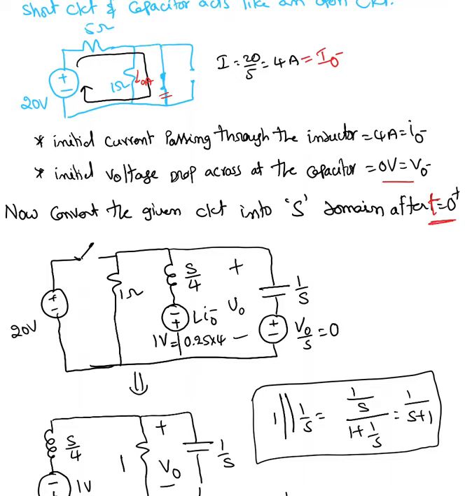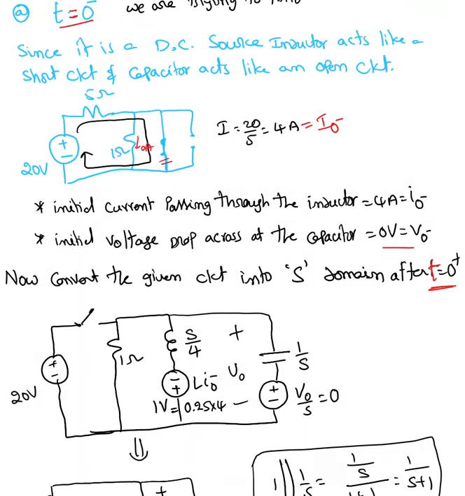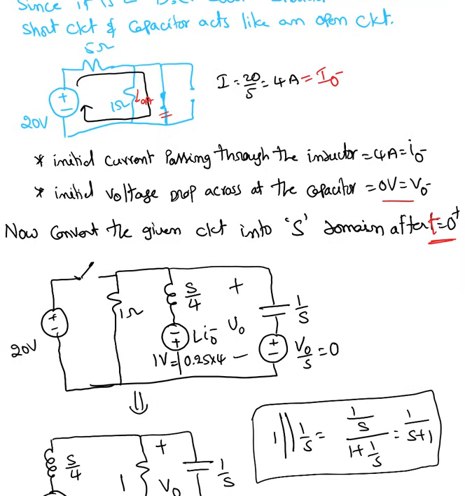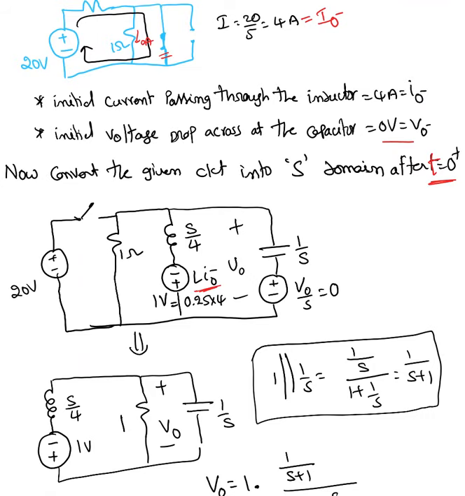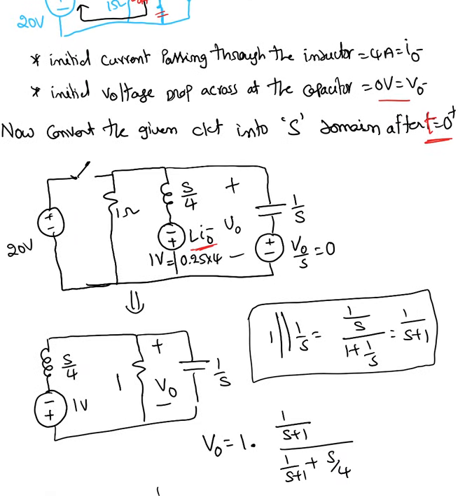Now when I convert this, the inductor is going to be S over 4. Actually it's 0.25 S, which is nothing but S over 4, and then L I0 over S is the initial voltage across the inductor. The 1 ohm resistor stays, and the capacitor is 1 over S. After simplifying, this is how the circuit is going to look like. Our goal is finding V0 of S.